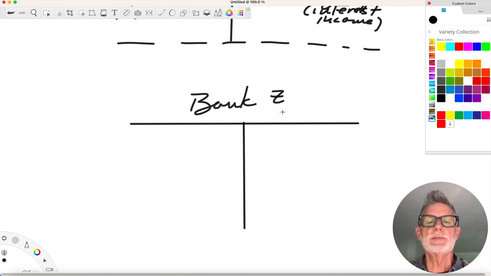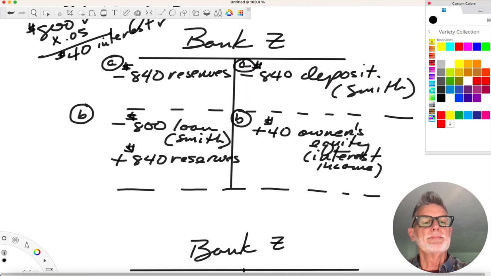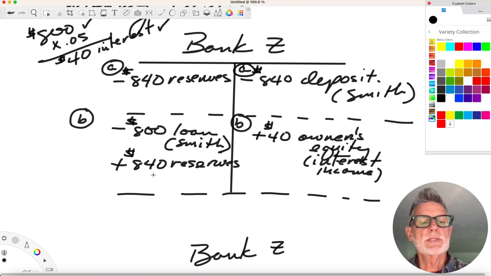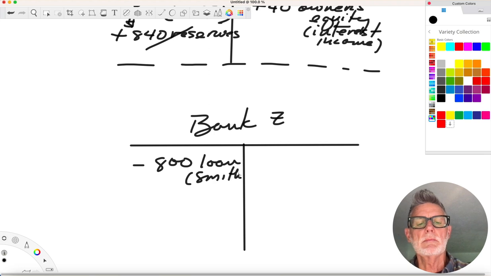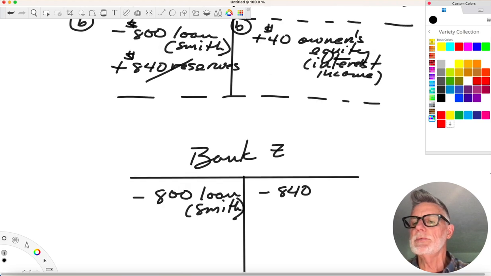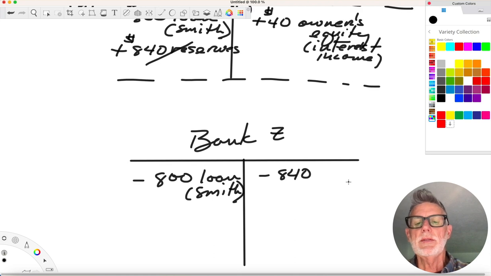So what does Bank Z end up with? Well, let's go back up and see. What is canceled here? The reserves have canceled. See, this is canceled. And so what do we have? We have minus an $800 loan that Smith had taken out, right? Minus $840 in what? Well, let's go upstairs. What is that going to be? That's going to be reserves, isn't it? No, we're on the liability side. That's got to be deposits.